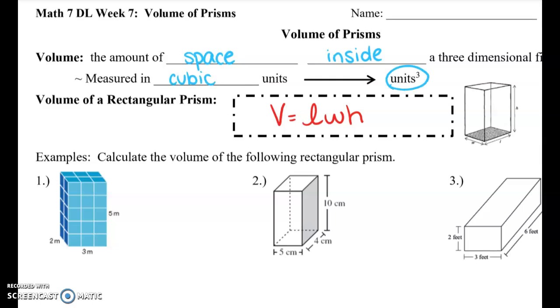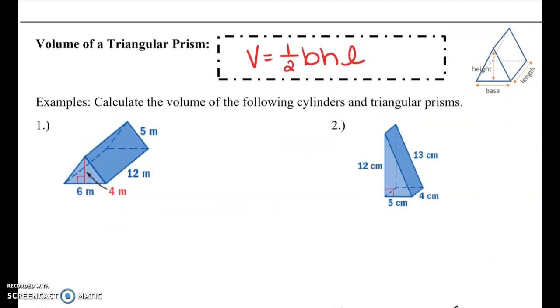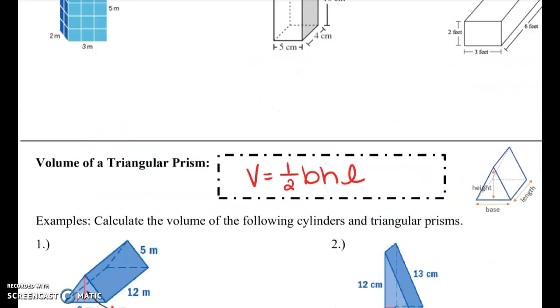And there's going to be two types of prisms that we're going to talk about. The first one's going to be rectangular, so meaning that all the faces are going to be rectangles. The second one is going to be a triangular prism, and a triangular prism means that you're going to have a triangle as one of the faces.